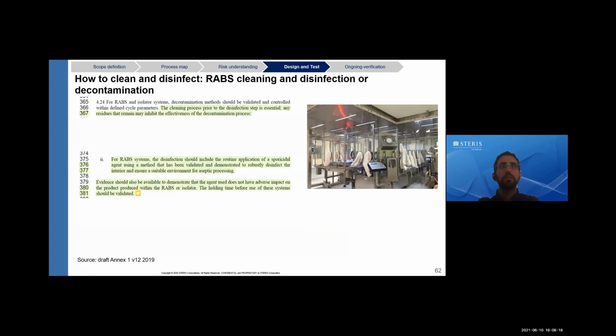For the RABS, it's exactly the same thing, but instead of using a VHP, it would be the use of a sporicidal agent. Some may rotate a disinfecting agent as a cleaner with a sporicide, others will use IPA, others will use water, others will use detergent. Again, the type of chemical agent that you will be using should depend on your processes and should depend on the residue that is on the surfaces.